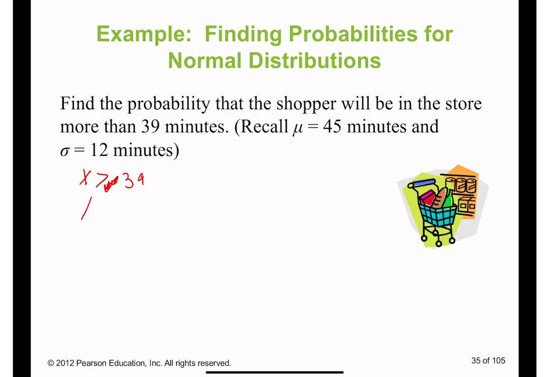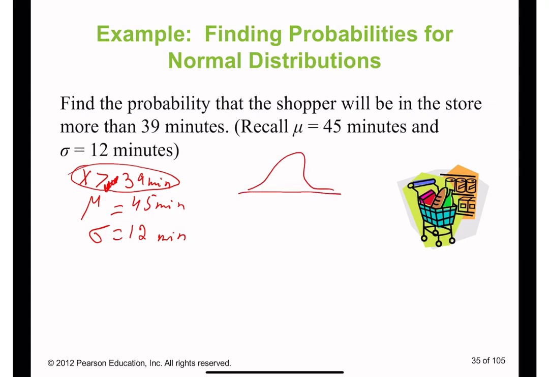Okay. So mu, it's using the same data, 45 minutes, and sigma is 12. And everywhere we have minutes, obviously. So x is greater than 39. Let's see how we're going to solve it. When we are interested in greater than 39, that means we are interested in the right tail, not the left tail. For the left tail, it would be x is less than 39, but for this one it looks like x is greater than 39, correct? So we are dealing with the right tail here.